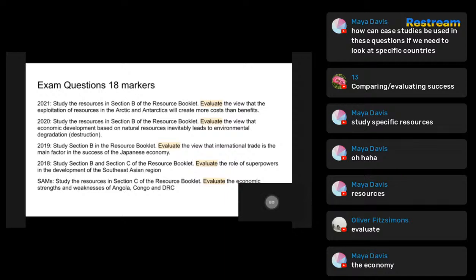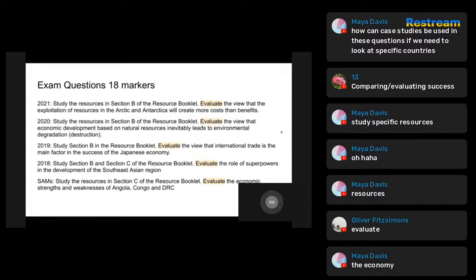Okay. Now, evaluation is the key thing here. Every single time, every single question will be an evaluate question. Okay. So you should expect to be able to answer an evaluation style question in the exam. And therefore, you need to understand what evaluate actually means.